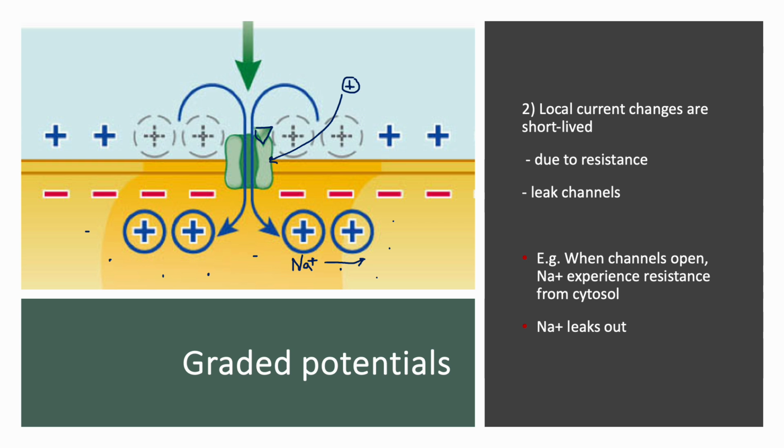And the other thing is, remember, we have leak channels specific to these ions, right? So let's say we have a leak channel here specific to sodium. Well, sodium then, in addition to experiencing that resistance from the cytosol, may also just leave our neuron again. Okay, so for this reason, we say that these are short-lived and travel short distances.